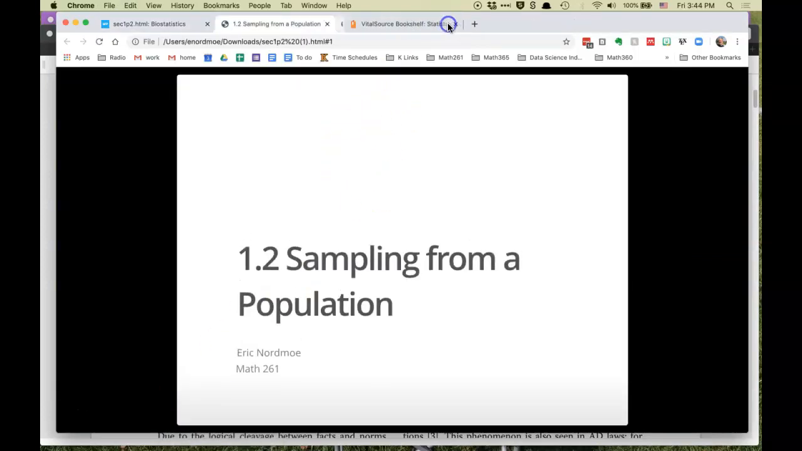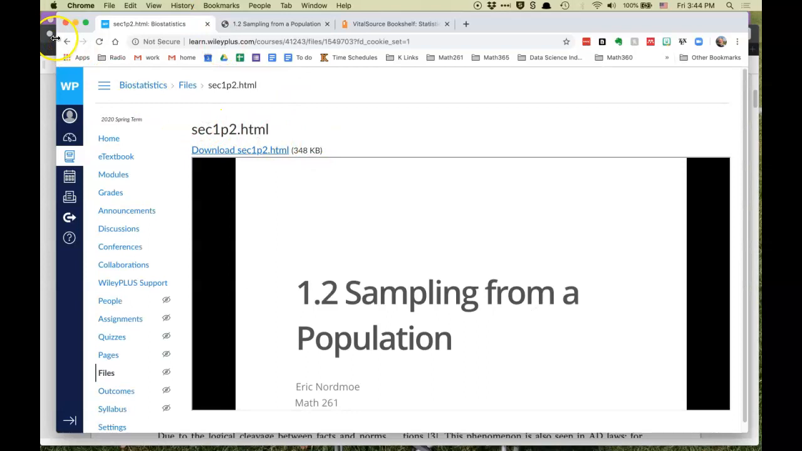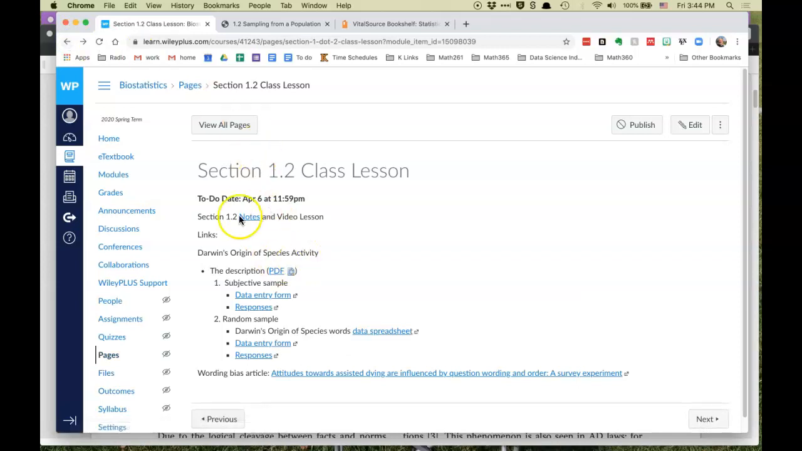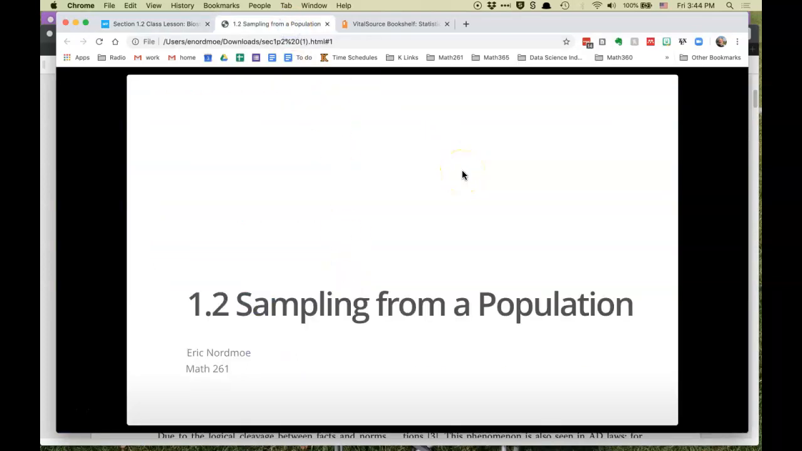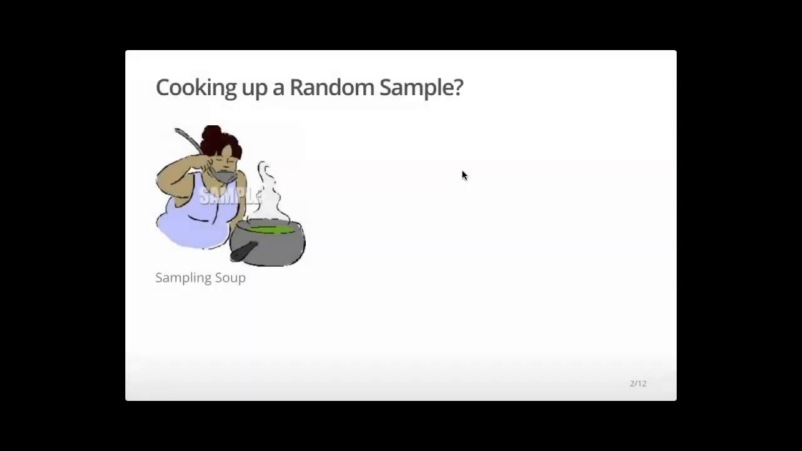All right, so let's go from here. I hit W again to make that wider. Now I want to go back here and just show you the rest of that screen first. There are going to be some links here that we'll look at as we go through this. Okay, so section 1.2, sampling from a population. I'm going to hit F to go full screen. So, sampling from a population.